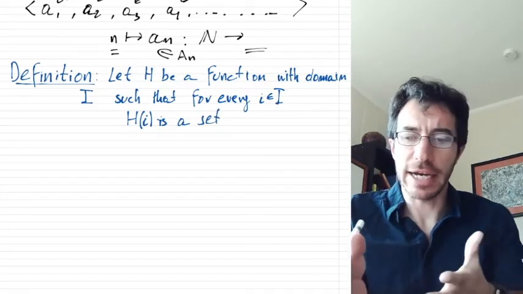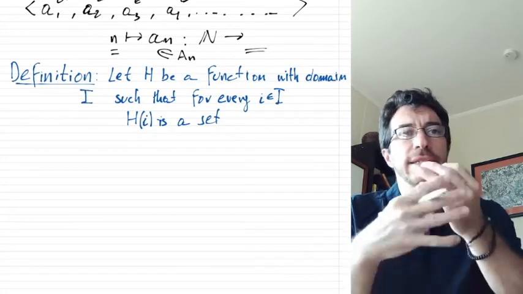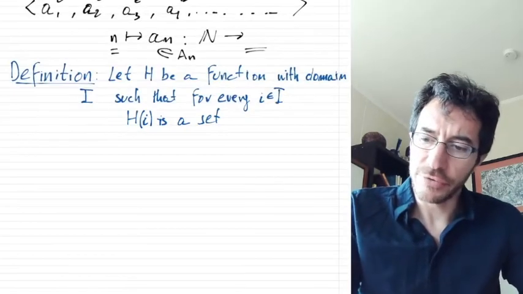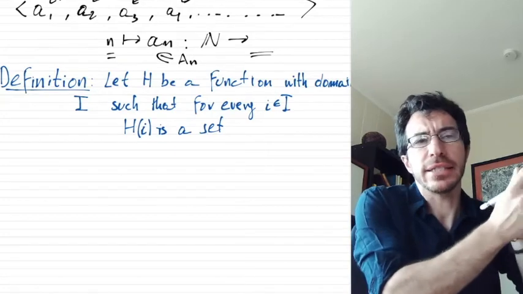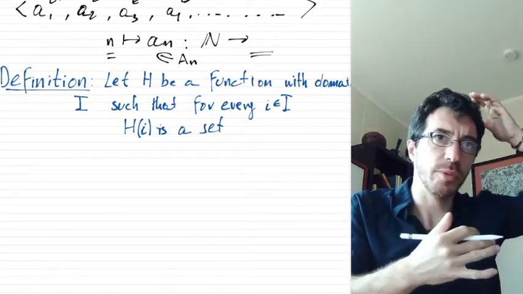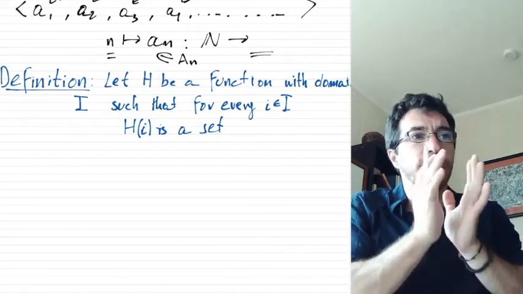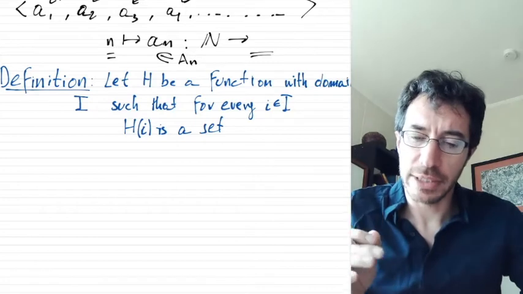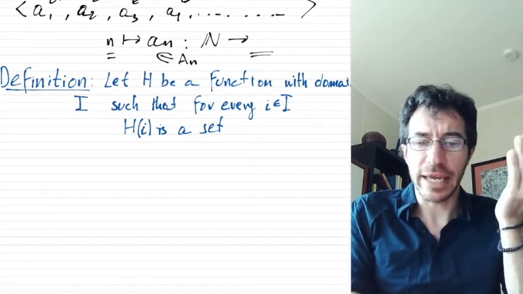In the previous case, I was the natural numbers. So for each natural number n, we had a set A sub n. Now we generalize: instead of n, we have a set I. It doesn't need to be infinite, but it could be infinite. The idea is that it's interesting when it's infinite. Such that for every little i, we have a set h of i. And so we're assuming it's a set. Wait. So we're assuming that every h of i is a set.